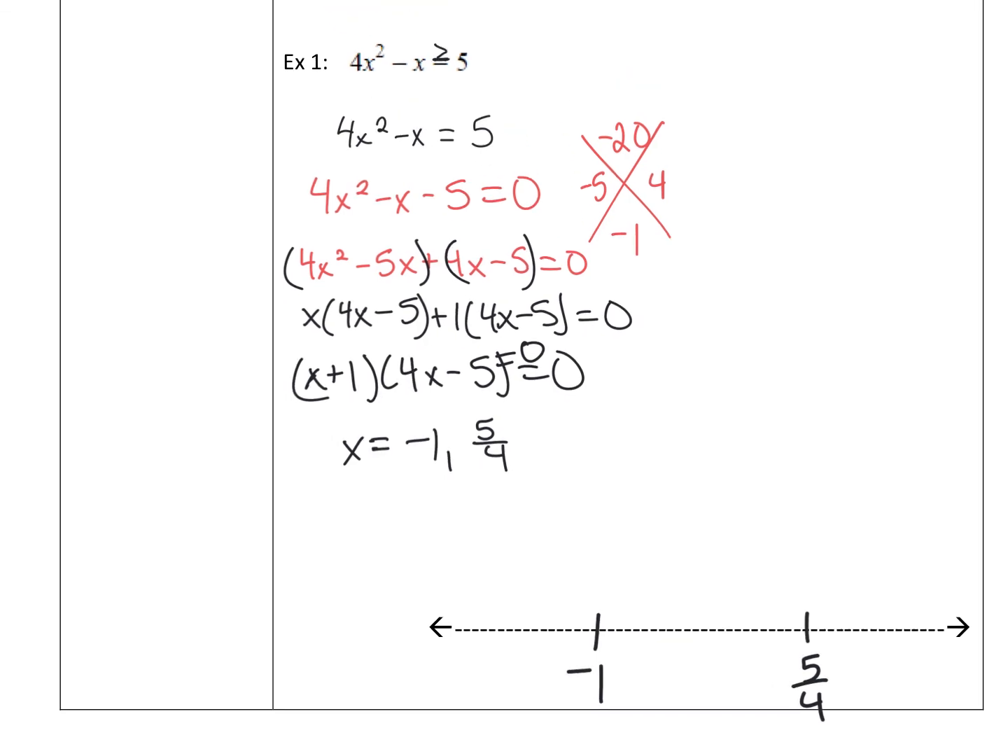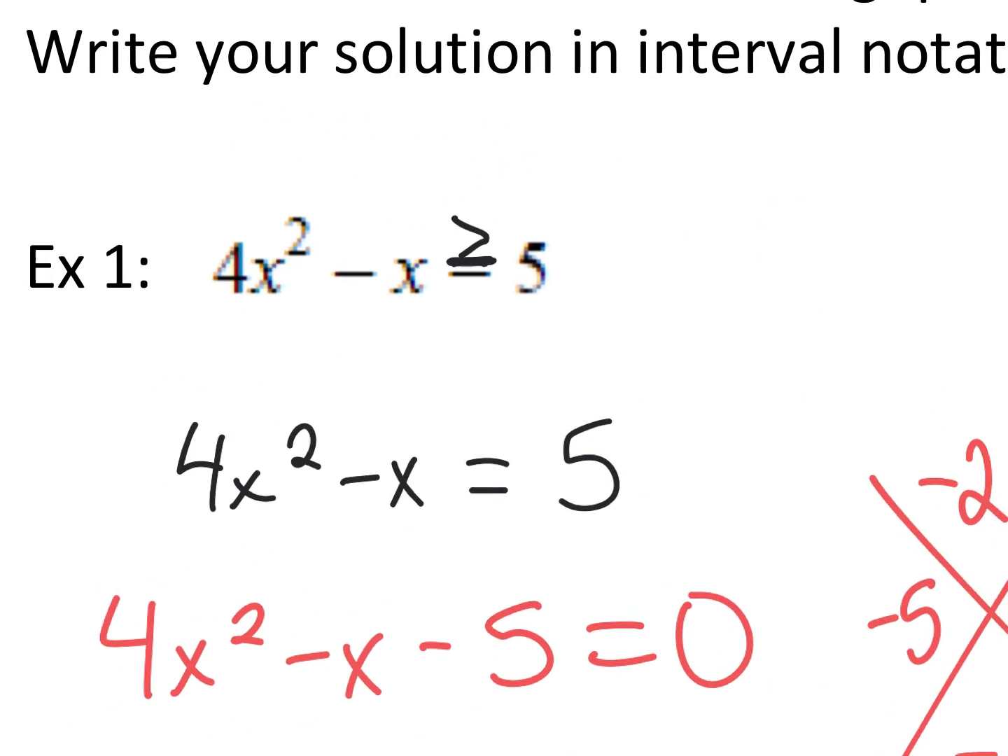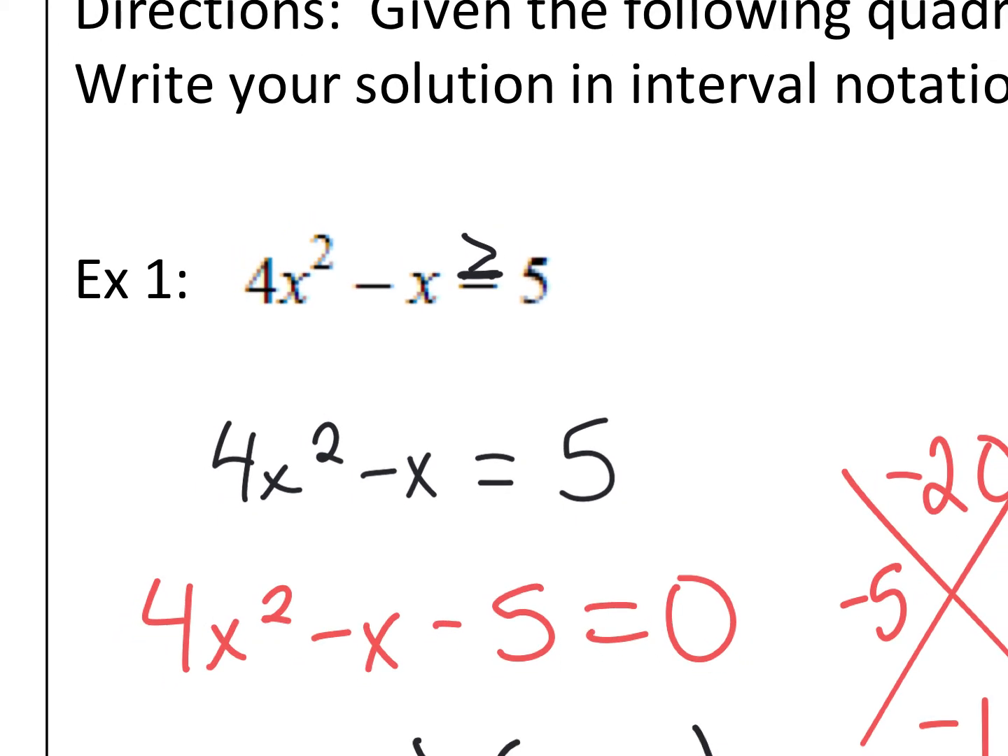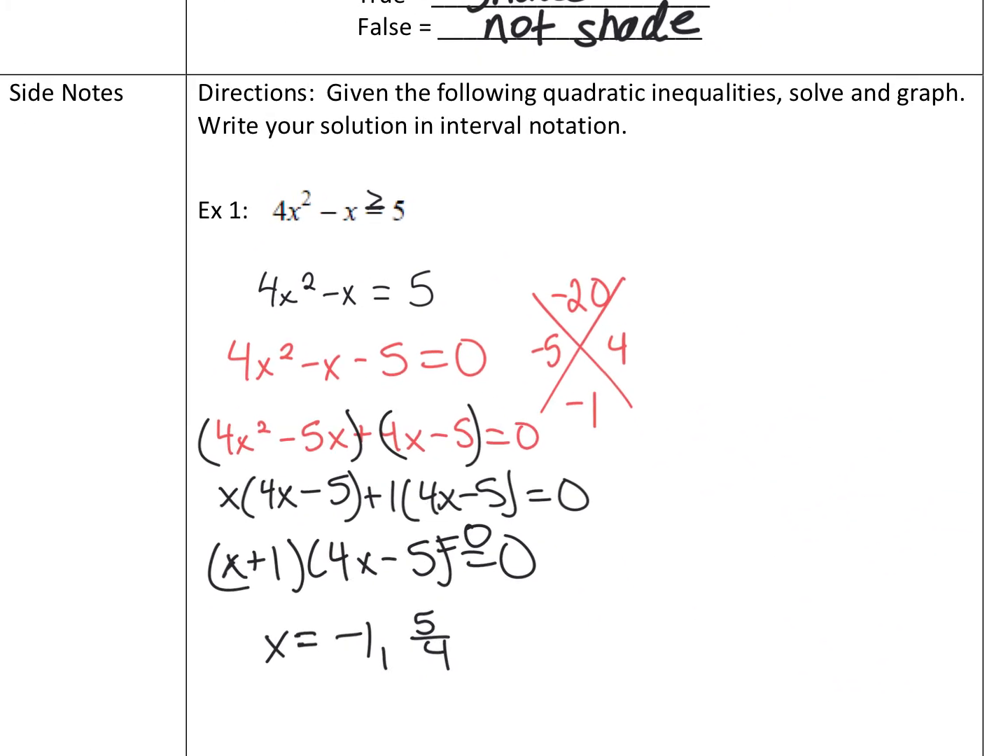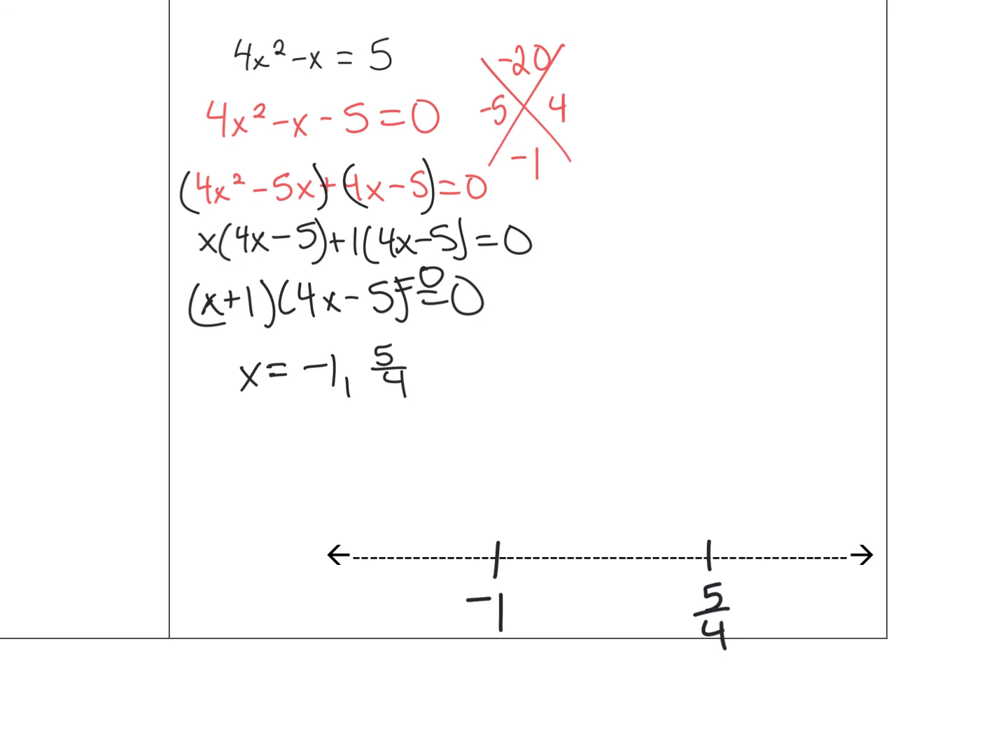Now I'm going back up to my original problem. What type of circles do you think I'm going to put on these dots? Closed, because it's greater than or equal to. So on these numbers, I'm putting a closed circle. And last but not least, I don't know where the shading goes on these. I have no idea.